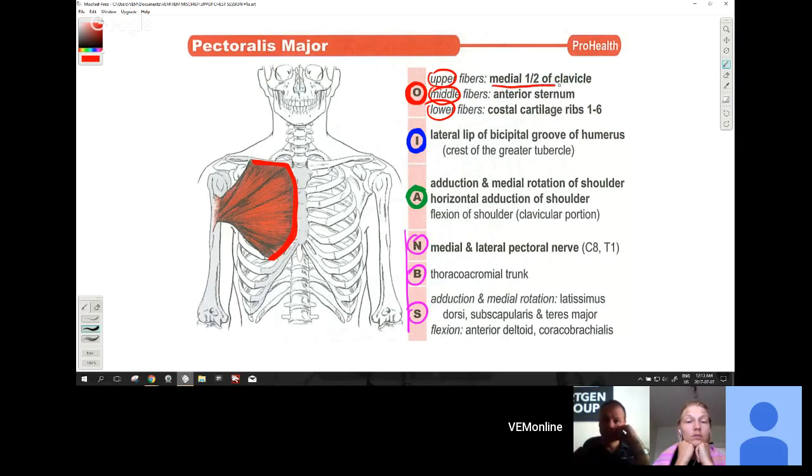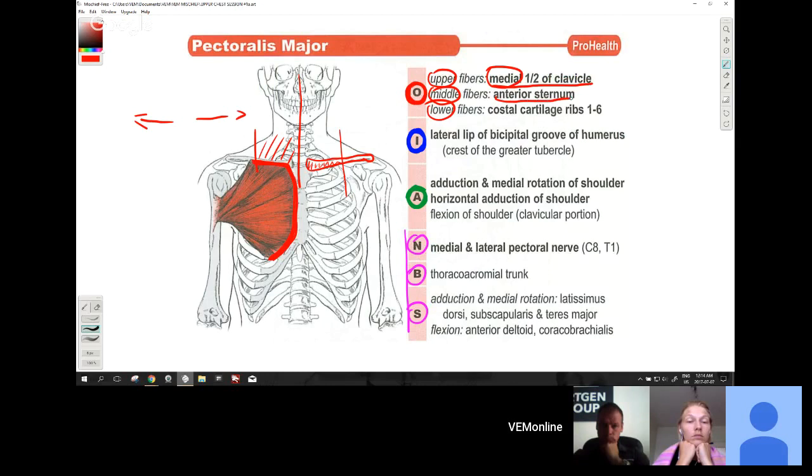So upper fibers originate from the medial half. Once again, medial is closer towards the midline, lateral going away. That's the medial half of the clavicle, the collarbone, or in Latvian we say atslāgas kauls. We're looking at the medial half right there. Middle fibers originate from the anterior sternum.